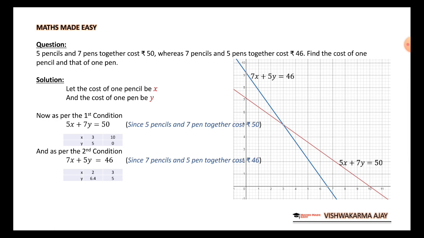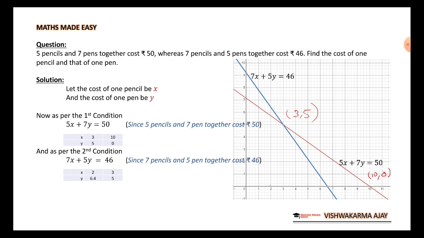5X plus 7Y is equal to 50. You can see this. X equal to 10 and Y is equal to 0. So this is the point 10 comma 0. 3 comma 5. Where is 3 and 5? 3 comma 5. Again in the second equation, 2 comma 6.4. X is 2 and the value of Y is 6.4.